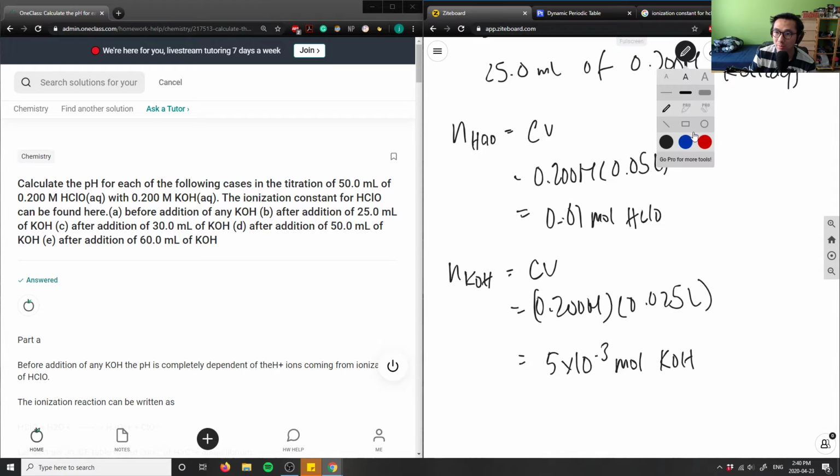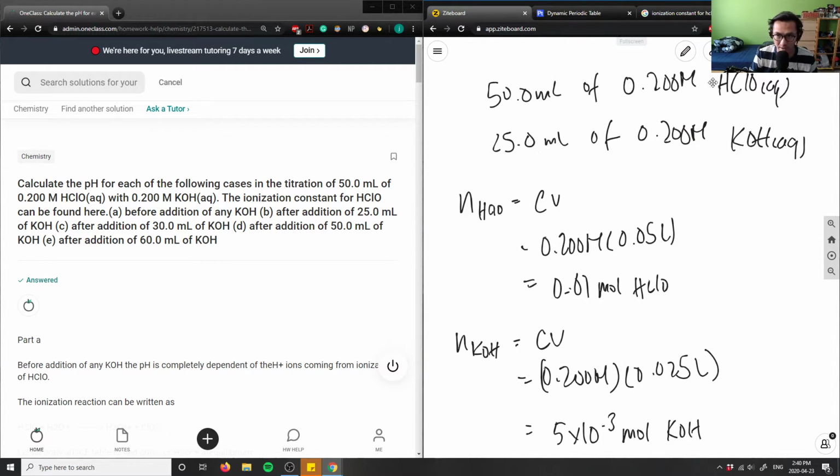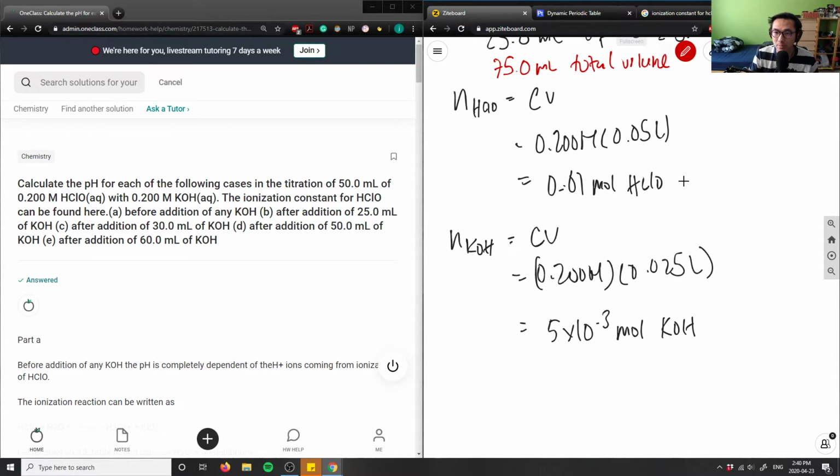Basically, what I can do to these moles is divide by the total volume, and the total volume in this case is 50 plus 25, right? So 50 plus 25 is 75.0 milliliters total volume. So I have a new concentration of both my acid and my base. I'm going to divide both of these by 0.075 liters to get the concentration of my acid and my base. So this would be 0.01 divided by 0.075.